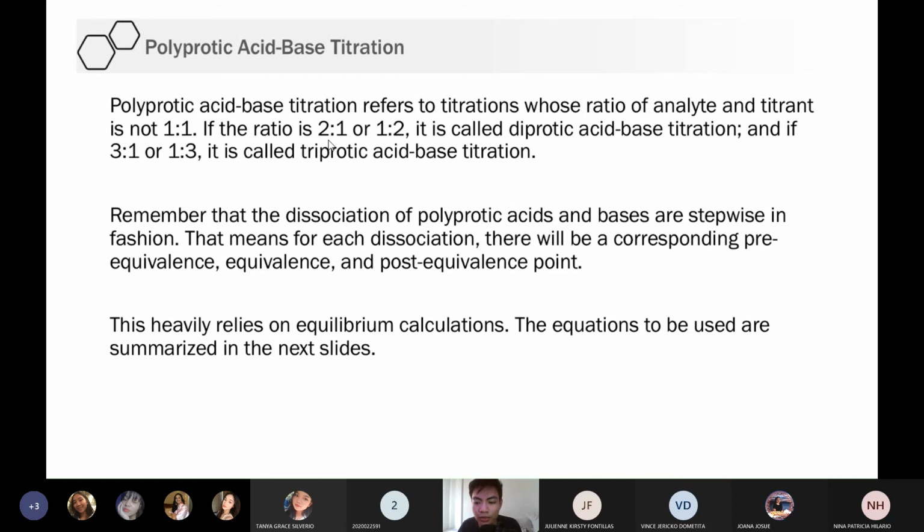An example of diprotic acids and bases? Carbonate, CO3 2-. So that is diprotic. Sulfuric acid, H2SO4, so that is a diprotic acid. Those are the common diprotics. How about triprotic? Triprotic could be phosphoric acid, H3PO4. Three protons will react.